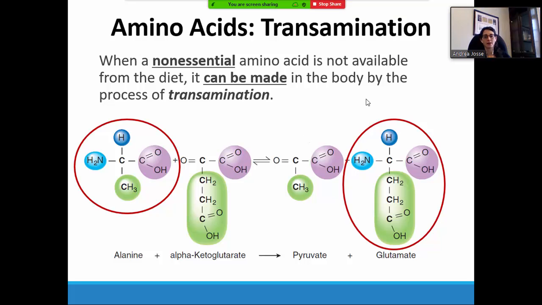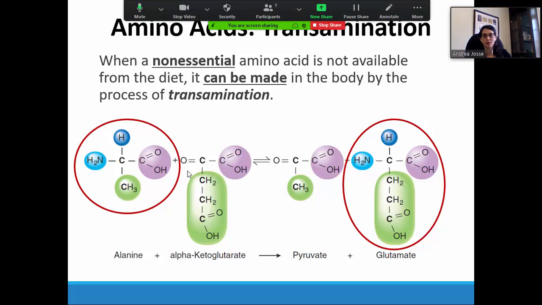Okay, so moving on then, let's talk a little bit about how these amino acids function in the body and how they work in various ways. So one of the ways in which your body makes these non-essential amino acids is through a process called transamination. So I've written here, this is when a non-essential amino acid is not available from the diet. It can be made by the body in a process called transamination. And this is exactly what it sounds.